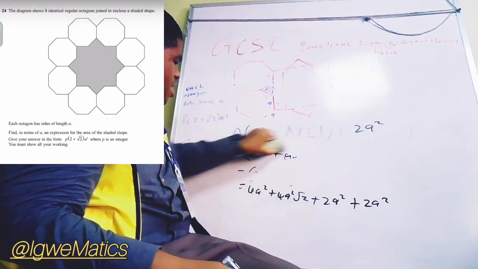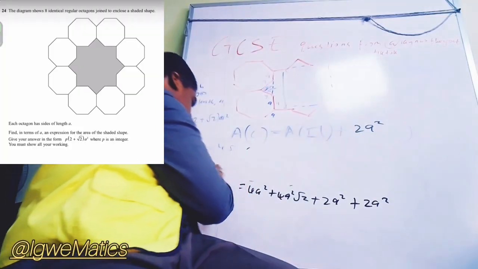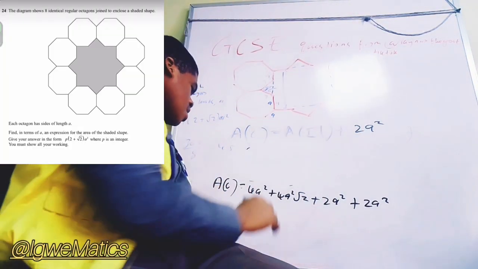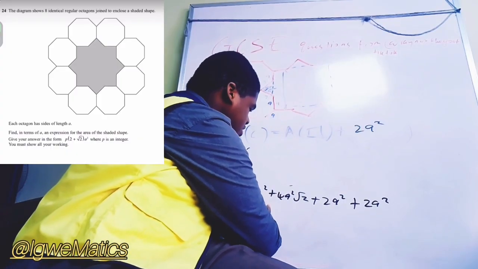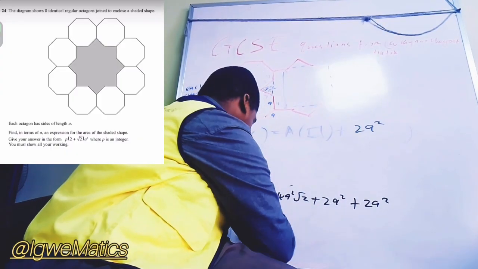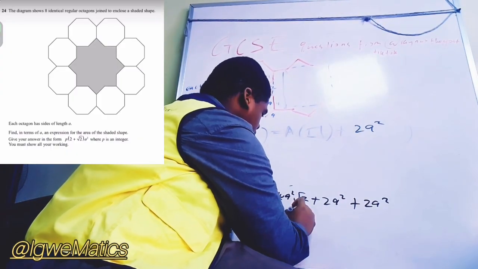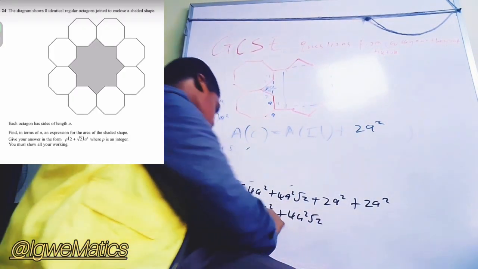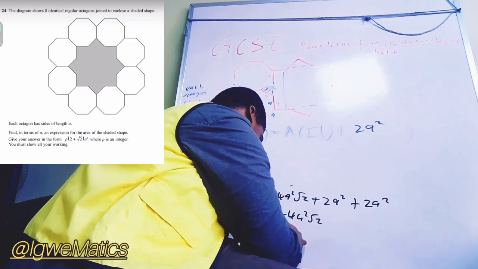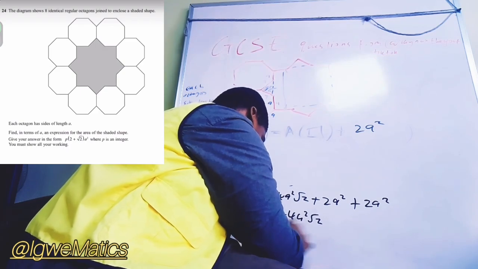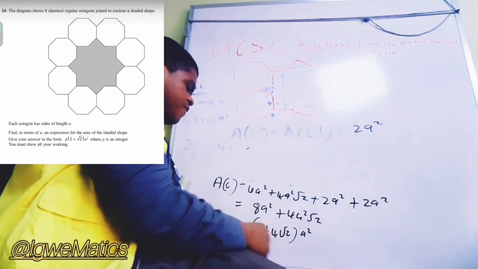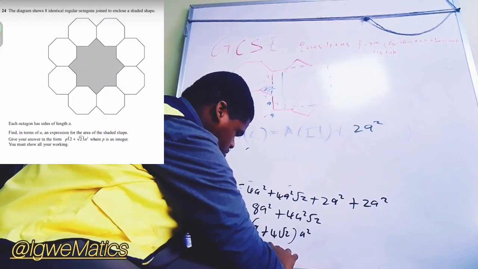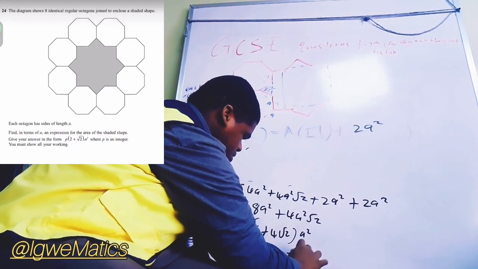So now this is our area of the complex shape, A of C. If we simplify, we have 4A squared plus 2A squared plus 2A squared, that is 8A squared, plus 4 root 2 A squared. If we factor out A squared, we are going to have 8 plus 4 root 2 times A squared. If we factor out 4, we are going to have 4 times 2 plus root 2 times A squared.